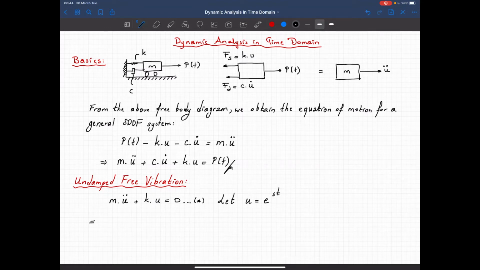Then I have the following equation: e to the power st in parentheses m times s squared plus k equal to 0. And this part is my characteristic equation. e to the power st cannot be equal to 0, so this should be equal to 0. This is the characteristic equation.